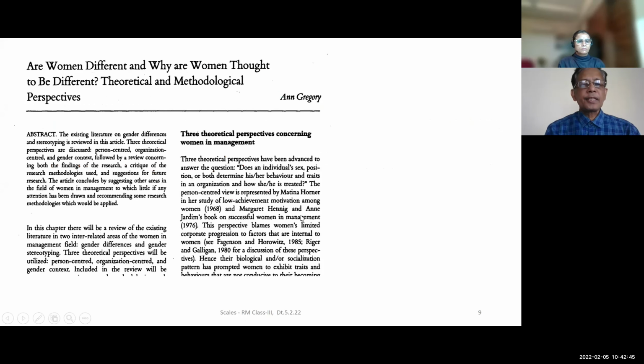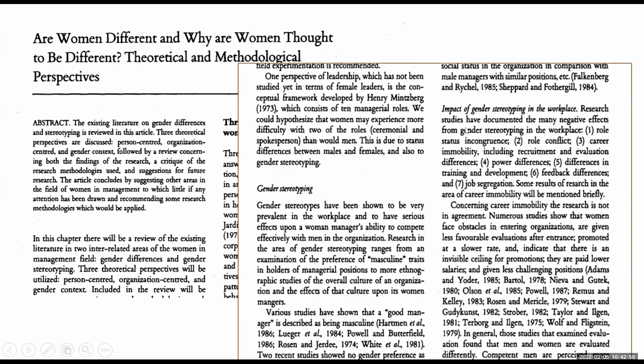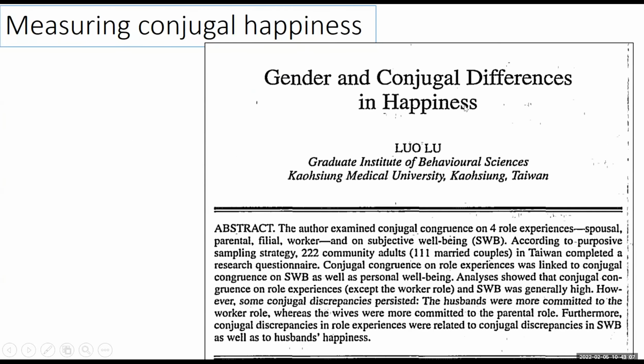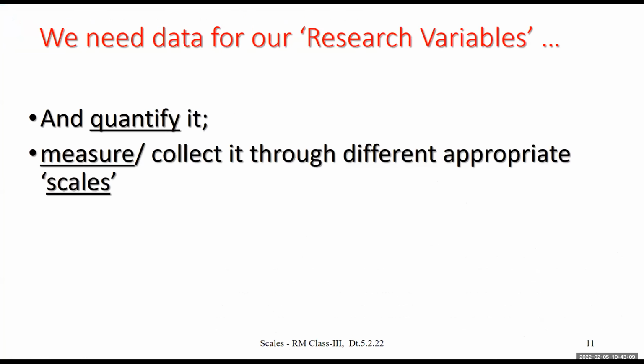Okay, this is what I think: you should read the article again. I think Sumita will also be asking you. Now, the important points you should have highlighted: one is gender stereotyping and the impact of gender stereotyping, and measuring conjugal happiness, which I will not repeat here. We have discussed it. My purpose in suggesting this is that we have to identify operational variables, which we'll be calling research variables, on which we'll be collecting data.